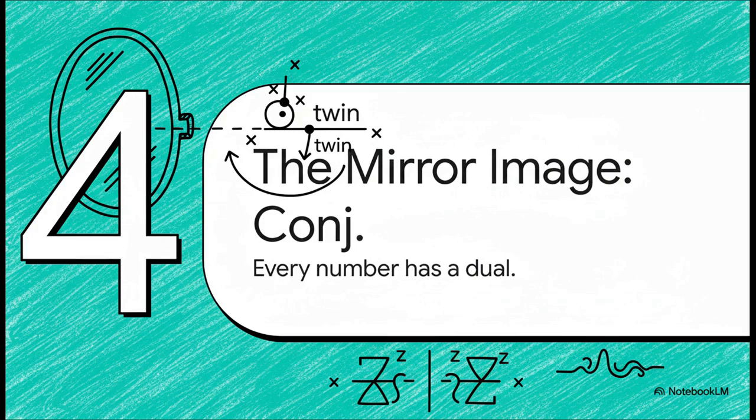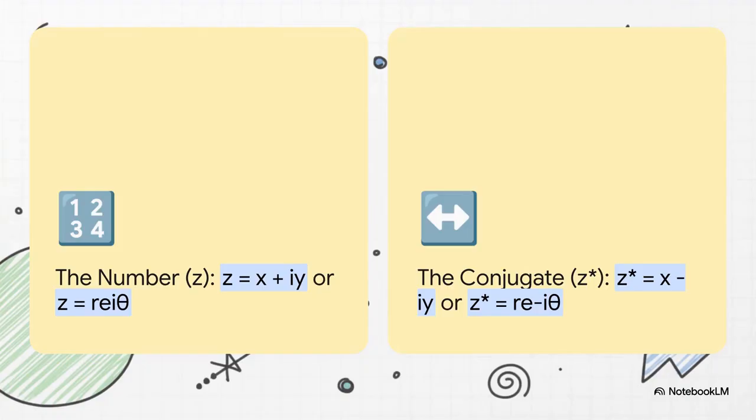All right, now for a deeper, kind of profound idea. Section 4, the mirror image or conjugates. It turns out every single complex number has a sort of twin. On the left, you've got our original number, z, and on the right, you have its complex conjugate, which we call z star. The rule is incredibly simple. You just flip the sign of the imaginary part. That's it. So plus iy becomes minus iy. On our complex plane, this is just like creating a perfect mirror image right across the horizontal axis.